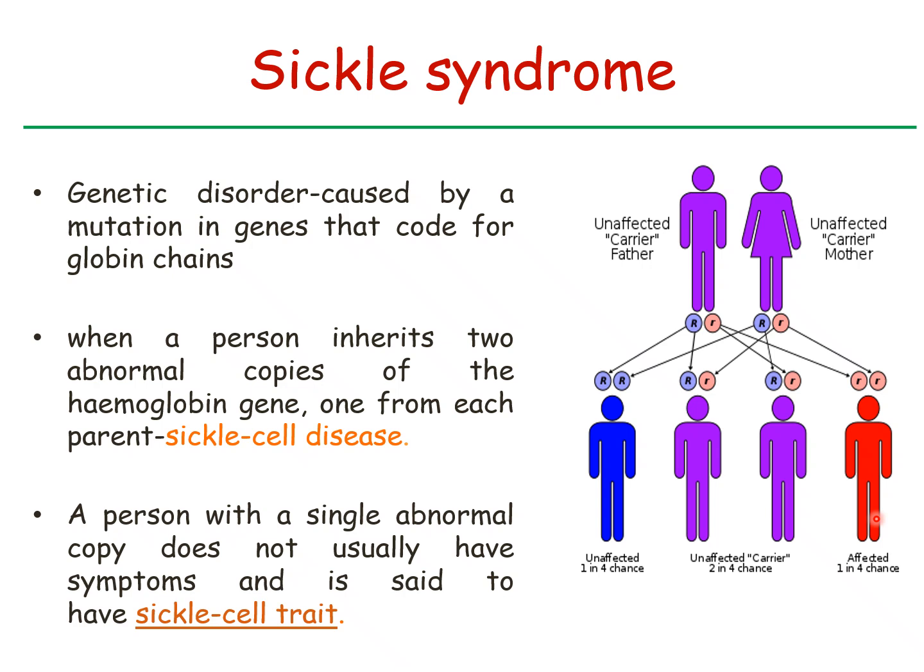When there are no symptoms, they are carriers. But when the gene is expressed, particular symptoms will be expressed. That shows the disease or disorder. So this is called sickle syndrome, and a person with a single abnormal copy does not usually have symptoms. They are called sickle cell trait. When a person inherits two abnormal copies of the hemoglobin gene, one from each parent, it is called sickle cell disease. So the gene expressed is called sickle cell disease. Just a carrier with no symptoms is called sickle cell trait, with the diagrammatic representation I have given here.